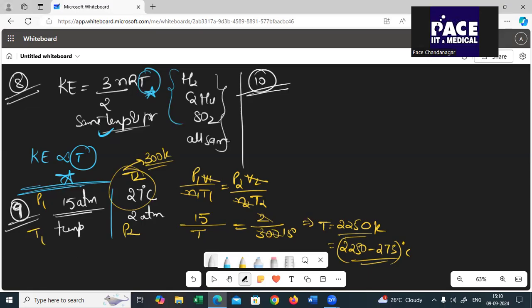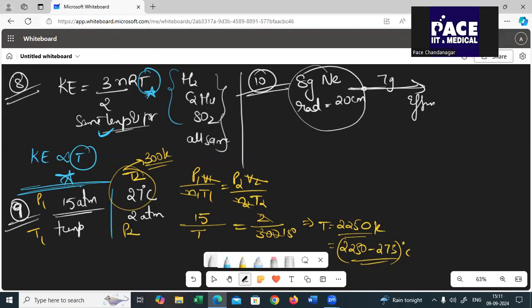Next, moving on with question number 10. A balloon having 8 grams neon and radius 20 centimeters is pricked, and 7 grams of neon has effused. This is in a balloon, it is being pricked, and then 7 grams of neon effuses from it. What will be the radius of the balloon under similar condition? Here, what is the radius in the second case? Same again, P1 V1 by N1 T1 is equal to P2 V2 by N2 T2, pressure is constant.